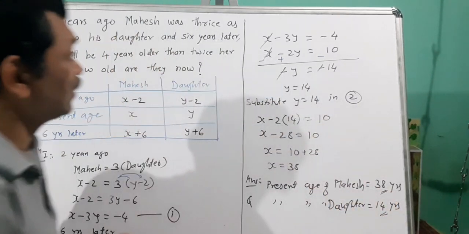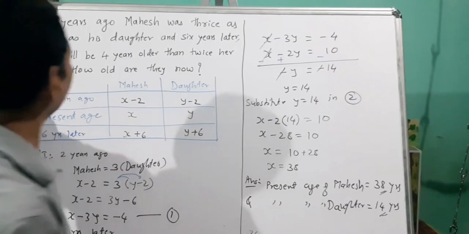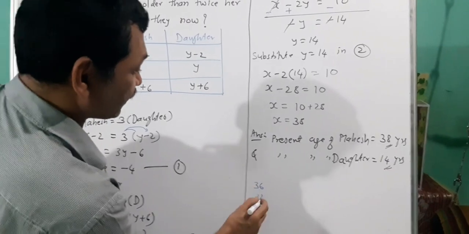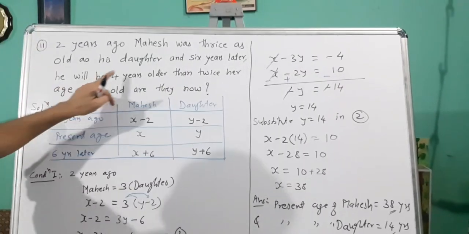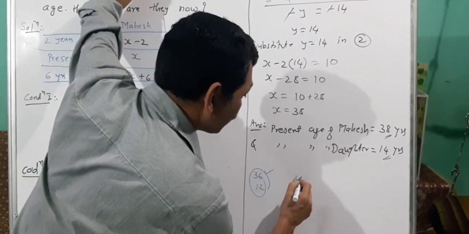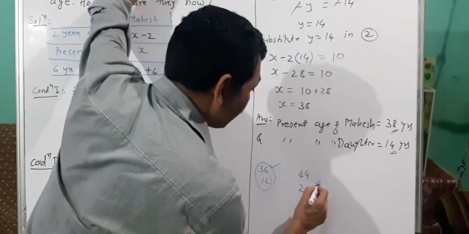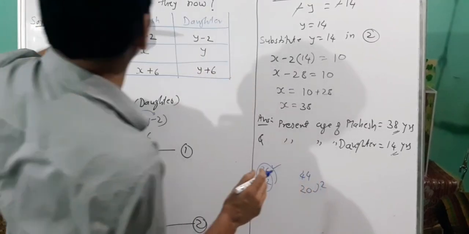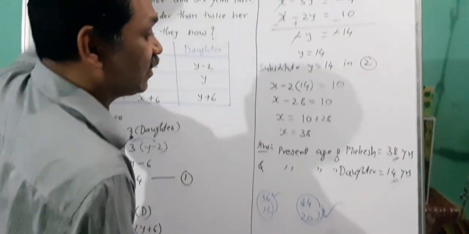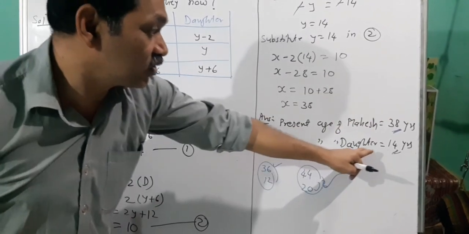We will check it. 2 years ago Mahesh was 36 and daughter was 12. So it should be thrice. 12 times 3 is 36. So correct. Then second, 6 years later, 38 plus 6 is 44 and 14 plus 6 is 20. Twice 20 is 40, plus 4 is 44. So this again satisfies, and therefore our answer, that the age of Mahesh is 38 years and the age of daughter is 14 years, is correct.